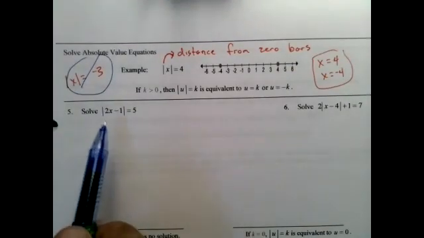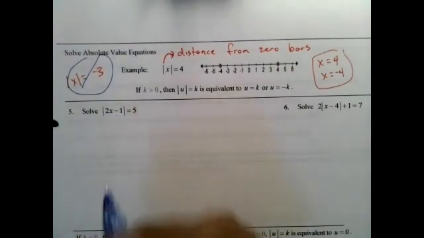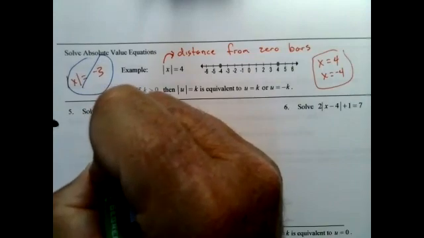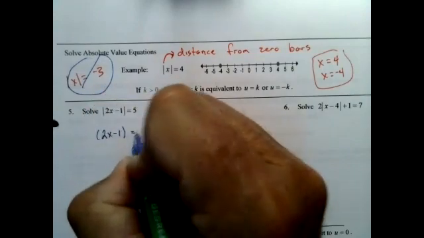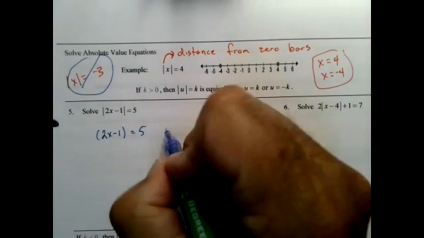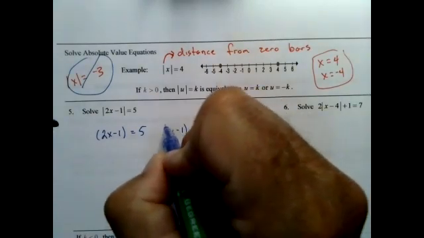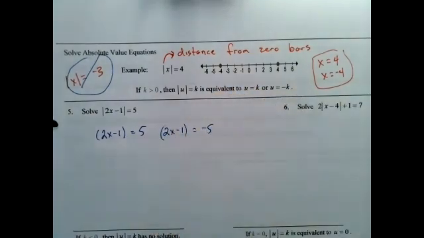Good. I have the absolute value equal to 5. So what's inside of here is going to equal 5. What's inside of here is going to equal -5. So I'm going to end up with two answers.